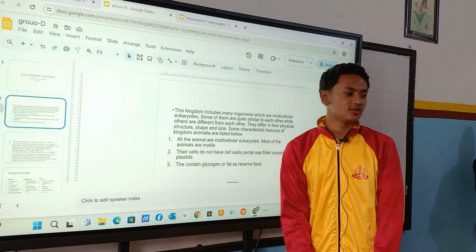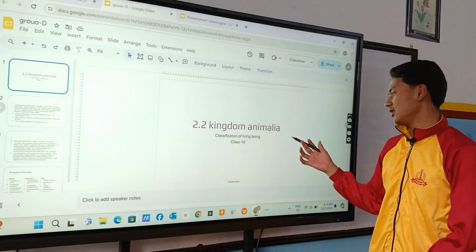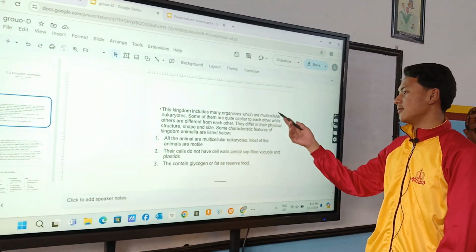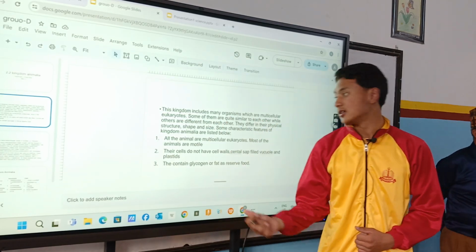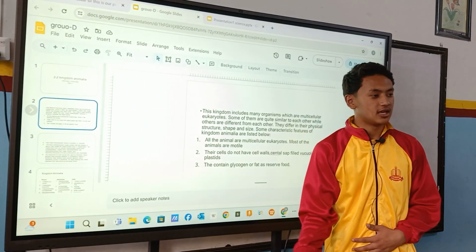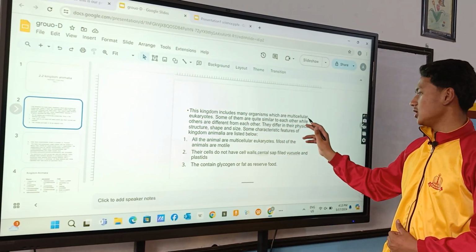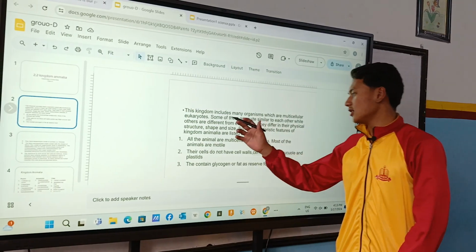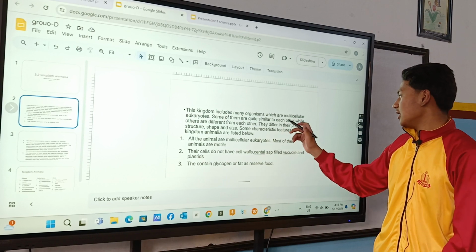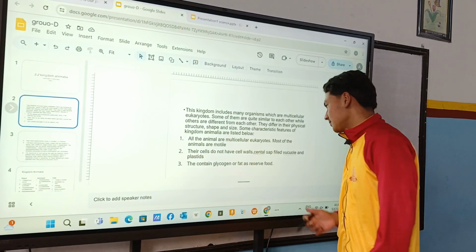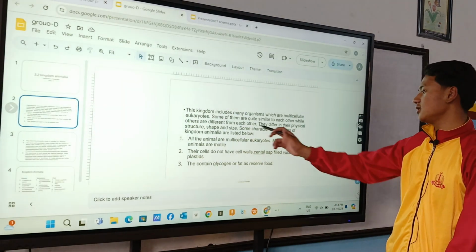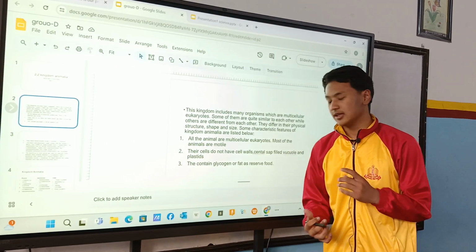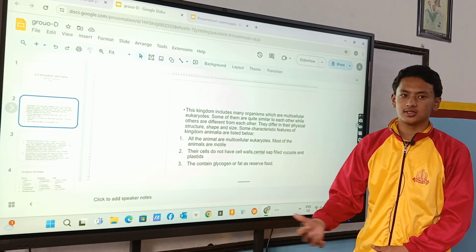Today I'm standing in front of you to explain about kingdom Animalia, classification of living beings. This kingdom includes many organisms which are multicellular eukaryotes, and some of them are quite similar to each other, while others are different from each other. Some of their species are quite similar, but different from other species, and they differ in their physical structure, shape, and size. Some of them may be small, some medium, and some large.